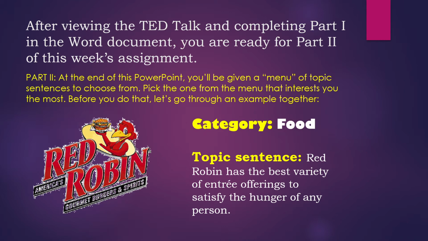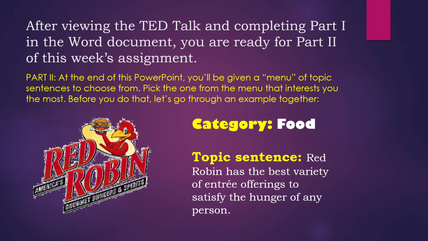So we're going to do an example together here that Mr. Mybury came up with, which is really awesome. It's about Red Robin. And so our category for our topic was food. And I love food. I love going out to eat when I can. So the topic sentence that's given on this one is that Red Robin has the best variety of entree offerings to satisfy the hunger of any person.